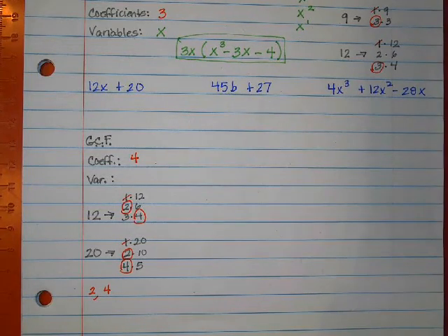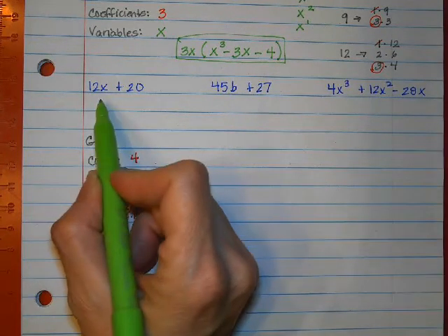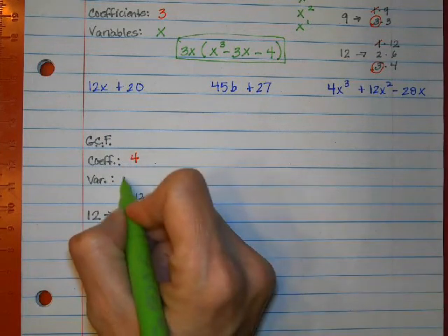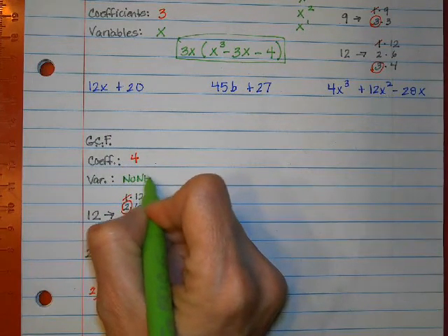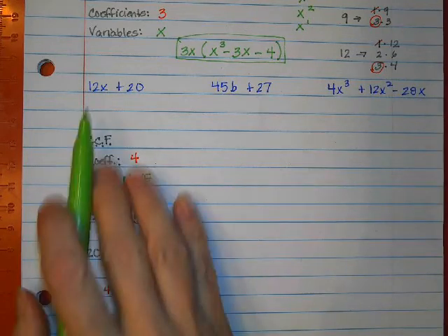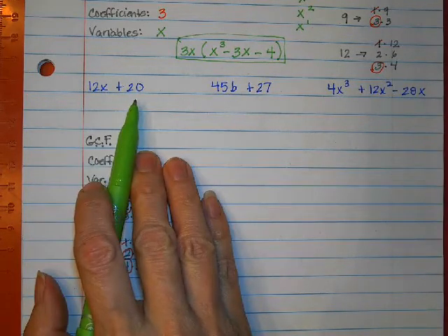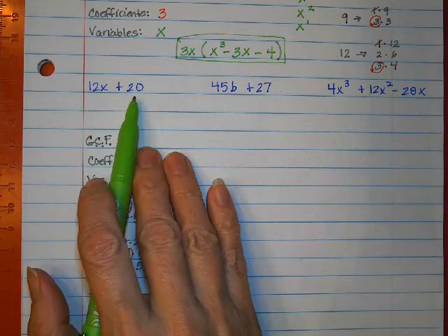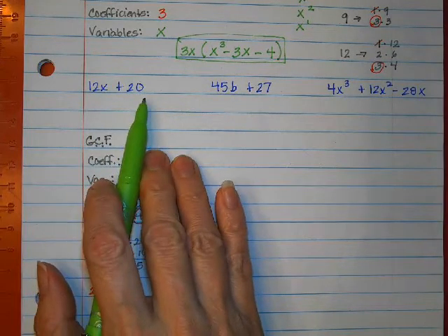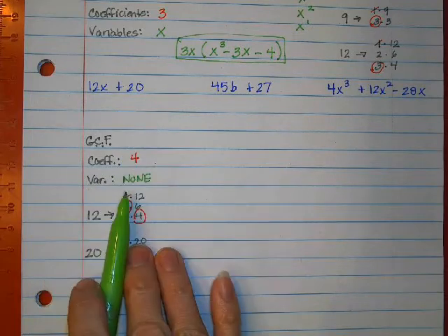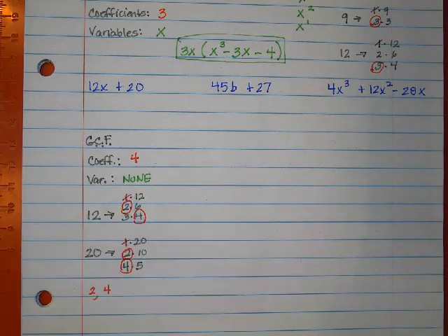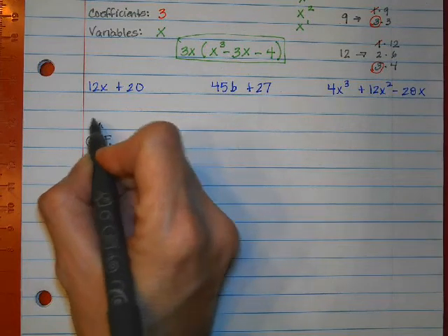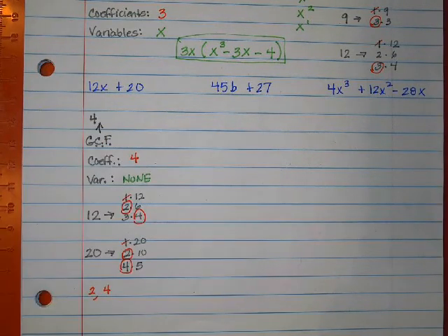Then we go look at the variables. Well, this has a variable x, but this doesn't have a variable. That means there is none. There is no GCF for our variables because both terms do not have the variable x. So in order to have a variable, they all must have the same variable, and 20 does not have a variable. So therefore, we can't have a GCF for the variables. So all we have left for our GCF is just our coefficient, which is 4. Alright, so that's our GCF.